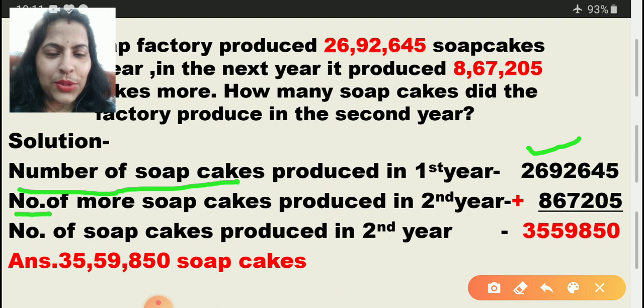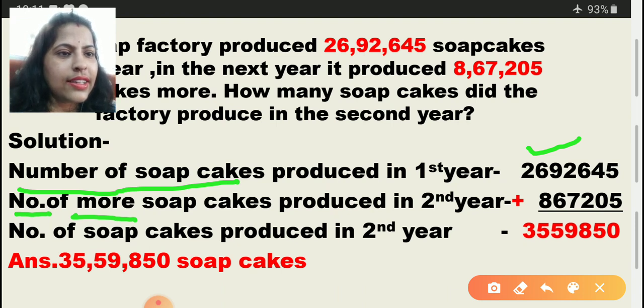But students, you will write the full word number. Number of more soap cakes produced in second year. See, here I have written that, and that is 8,67,205. Now the third statement is number of soap cakes produced in second year.